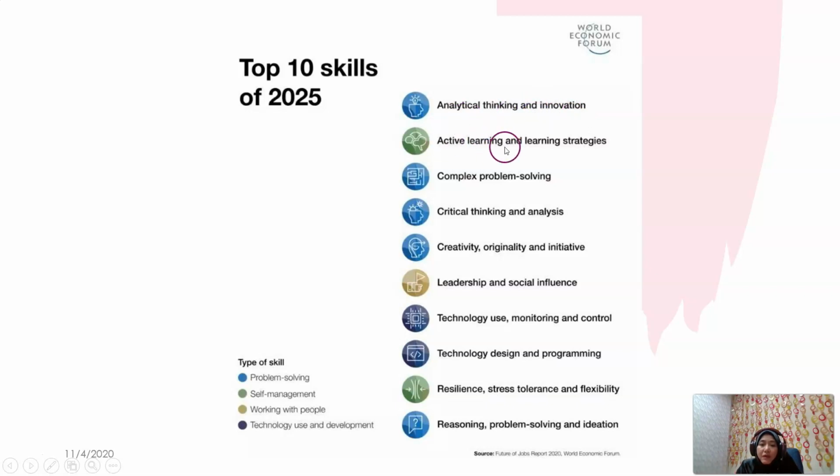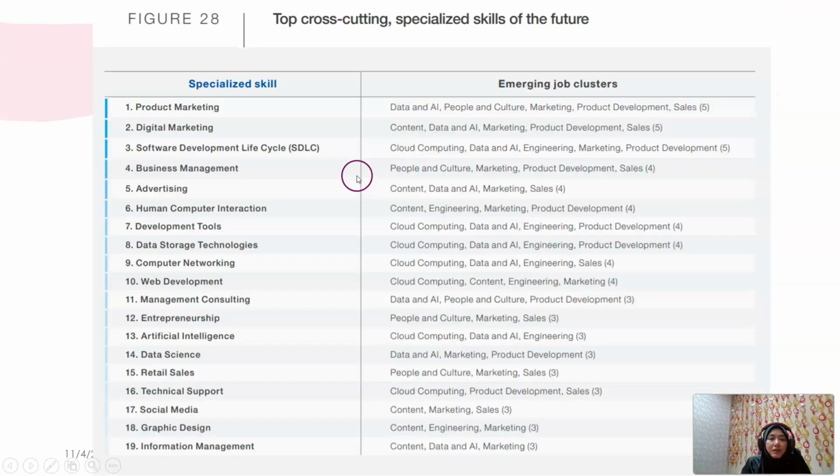Okay, active learning and strategies, and then reasoning, problem solving, ideation. If you look at this one, most of it is about critical thinking. It's not about the technology itself, it is about your mind, how you solve the problem, how you tackle the problem. Okay, so this is also the top cross-cutting special skills of the future.